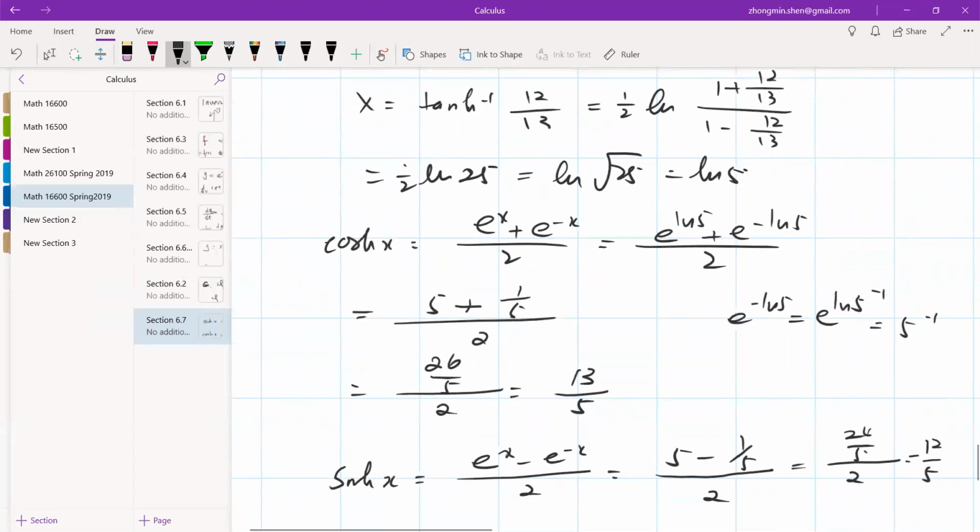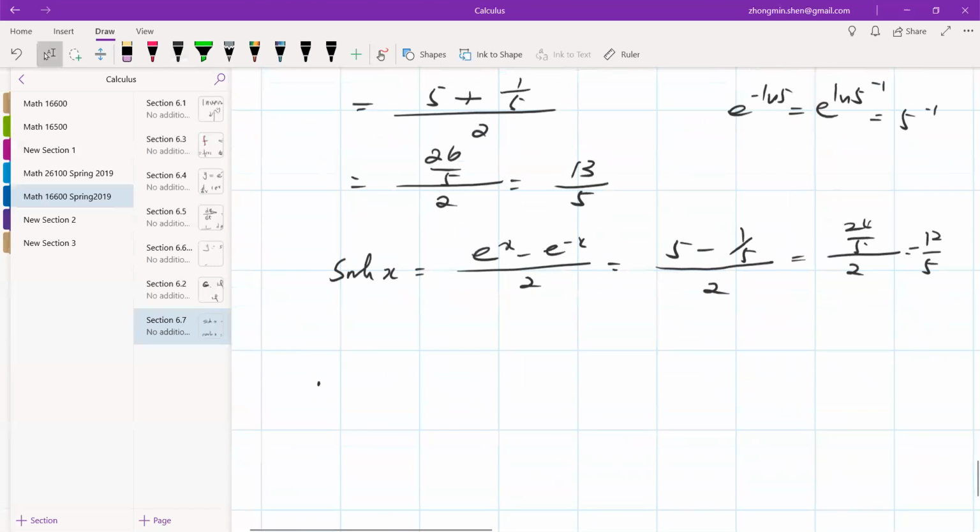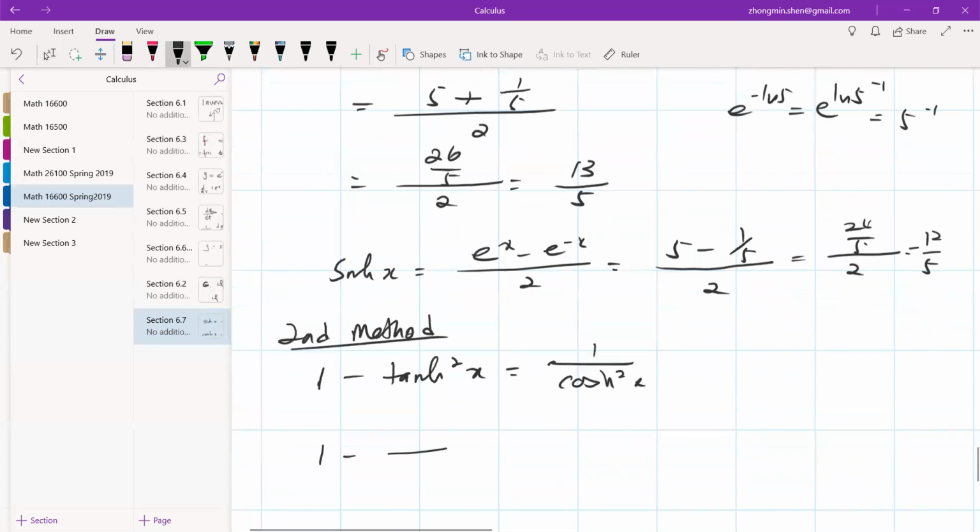Is there any other way we can do that? Yes, I have another more direct way to do it. In this one, I find the value of x first, then use the definition of hyperbolic sine x and hyperbolic cosine x to get the values. But I also can use the formula, and that's the second method. I also can use a formula, and this is going to be hyperbolic cosine x, right? So 1 minus 12 over 13 squared.